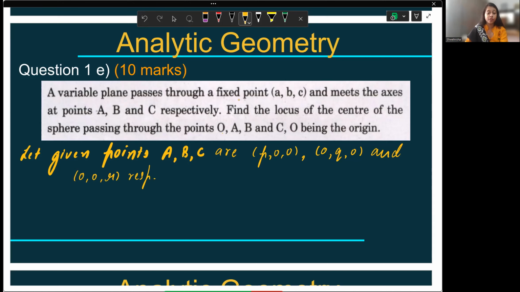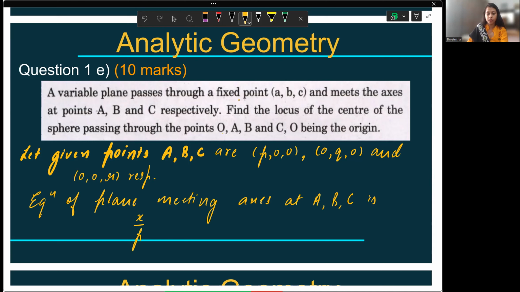If these are the 3 points through which the plane passes, then what will be the equation of the plane? The equation of the plane meeting the axes at A, B, and C is x by P plus y by Q plus z by R is equal to 1. So that is your equation of plane, right?